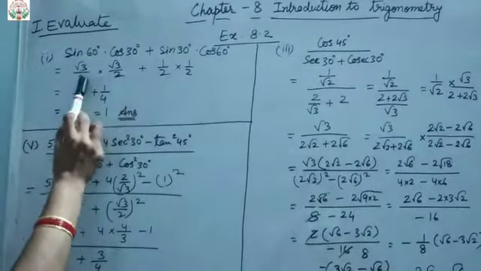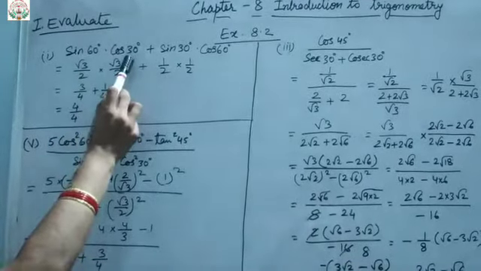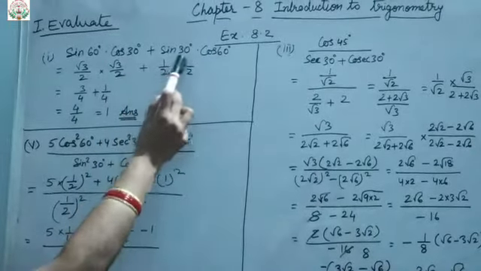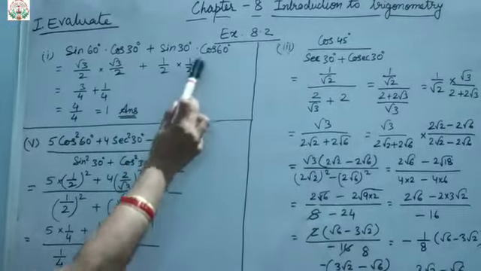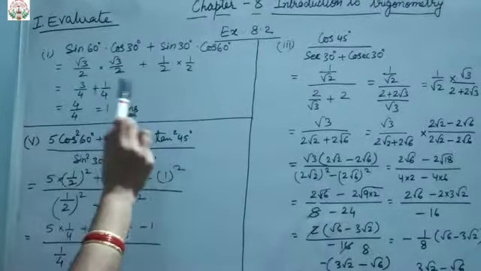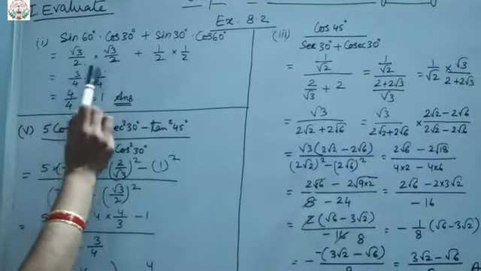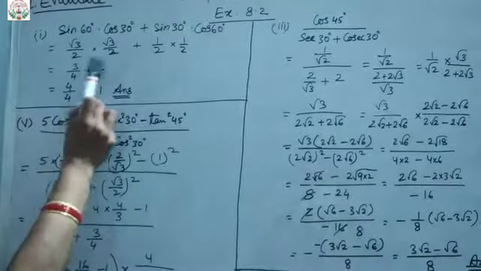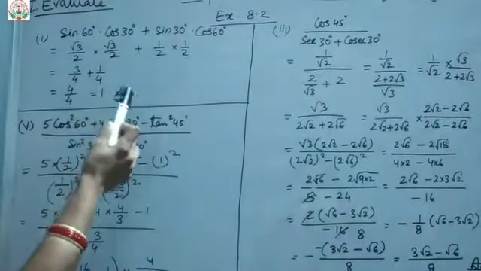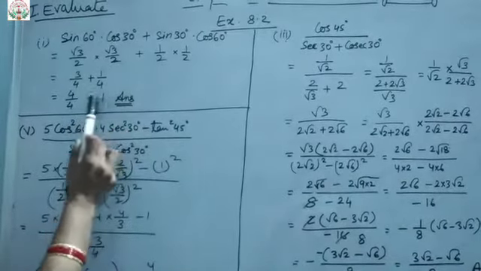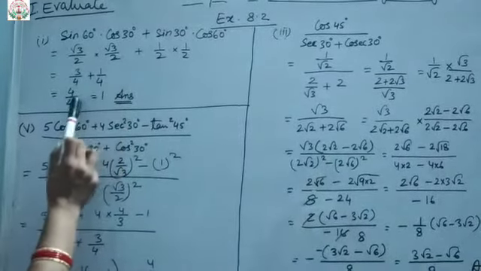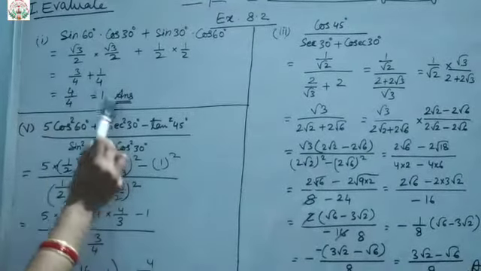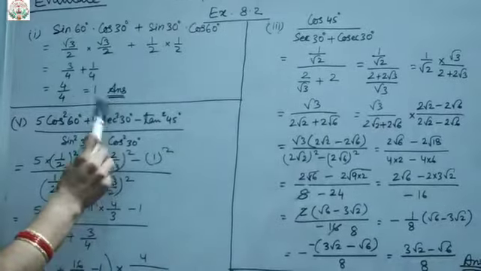Sin 60 value is root 3 upon 2 and cos 30 value is root 3 upon 2, plus sin 30 value is 1 upon 2 and cos 60 value is 1 upon 2. Now multiply root 3 upon 2 into root 3 upon 2, which will be 3 upon 4, because we multiply numerators and denominators, plus 1 upon 4. By taking LCM, what you will get? 4 upon 4, which equals 1. So the first one's answer is 1.